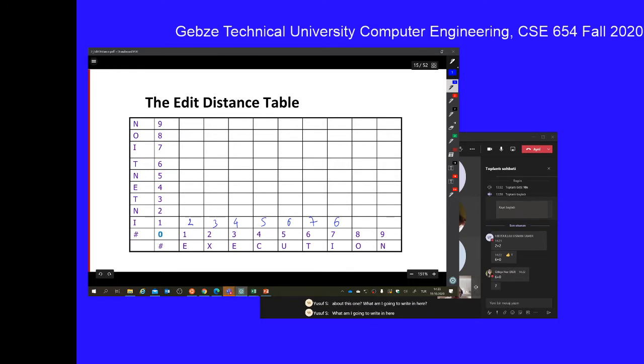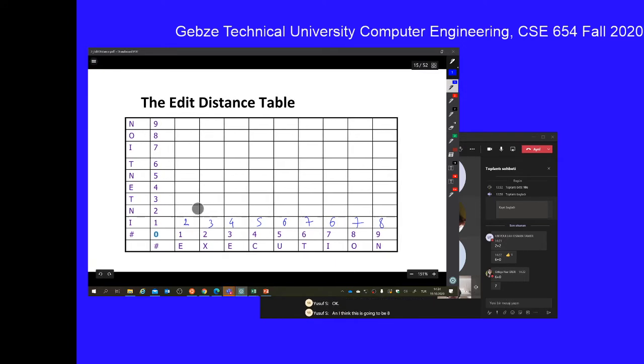I would write, somebody said 7. Why is it 7? Because 8 plus 1 is 9, 6 plus 1 is 7. Is it 8 plus 0, 7 plus 0 or 7 plus 2? Of course it is 7 plus 2 because O and I are different, so it's going to be 7. Okay. And I think this is going to be 8.